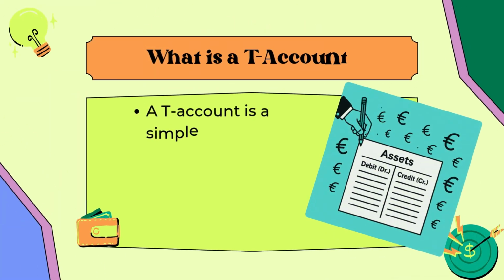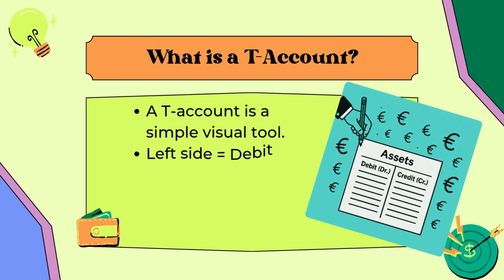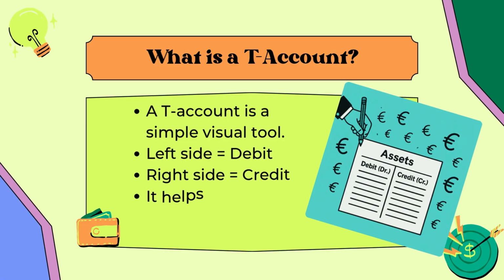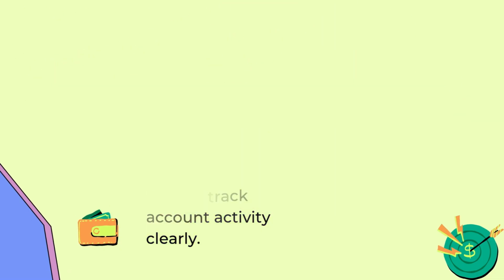Now, what is a T account? A T account is a simple visual tool used in accounting. It looks like the letter T. The left side is called debit and the right side is called credit. A T account helps us track increases and decreases in each account clearly.